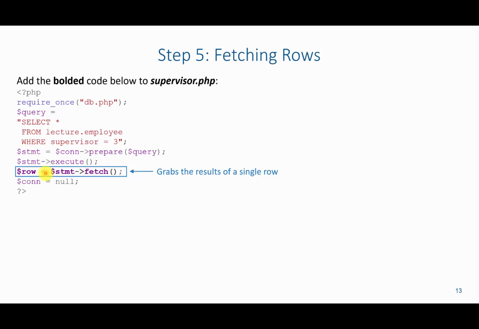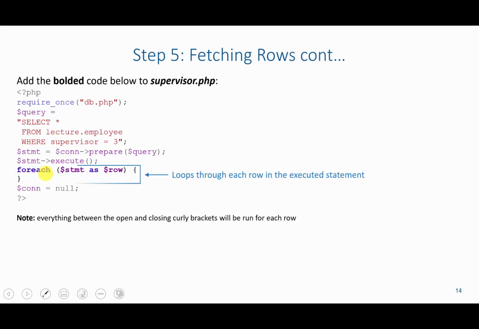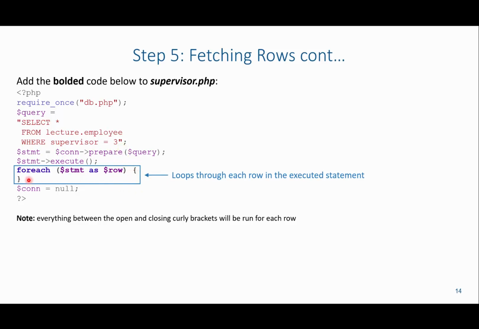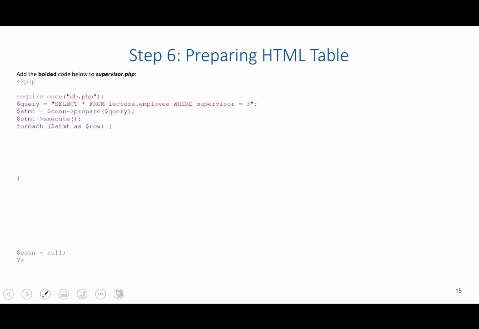Now, in a query, we can have more than one row. So what we need to do is move to the next step, and that is going to loop through each one of these rows. So this foreach is going to look inside of the results of this statement, and it's going to grab a single row. It is going to then do all the logic between this open curly bracket and this closing curly bracket, and then grab the next row. And it will keep looping through until there are no more rows to grab. As you can see, there is nothing between the curly brackets, so nothing is going to be done at this point. So how do we get this data to actually be displayed?